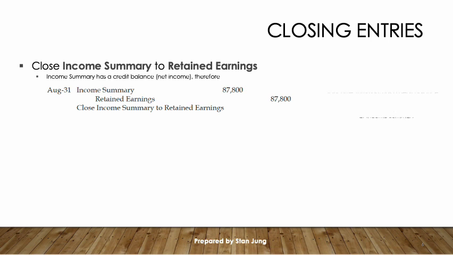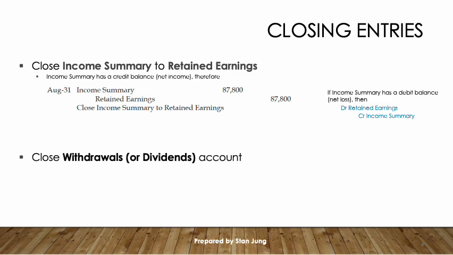If the company had a net loss, our journal entry would be the exact opposite. We would debit retained earnings, which, remember, would represent a reduction in retained earnings, and we would credit income summary.